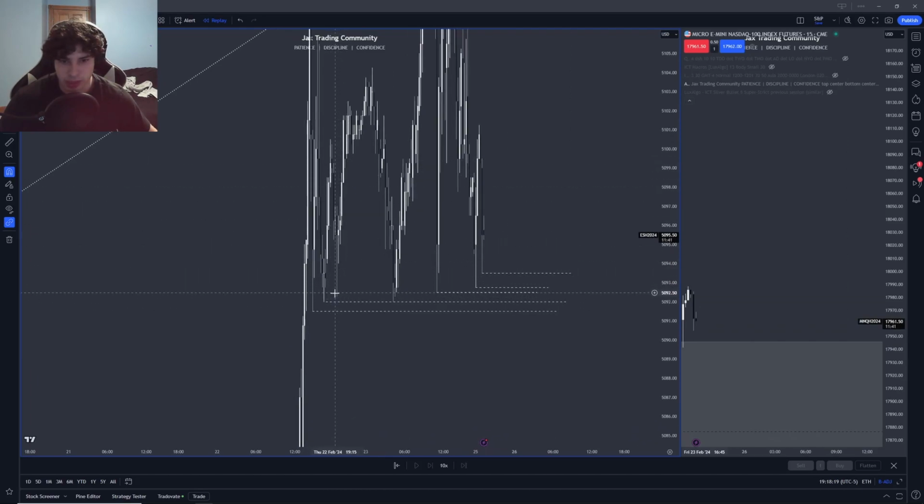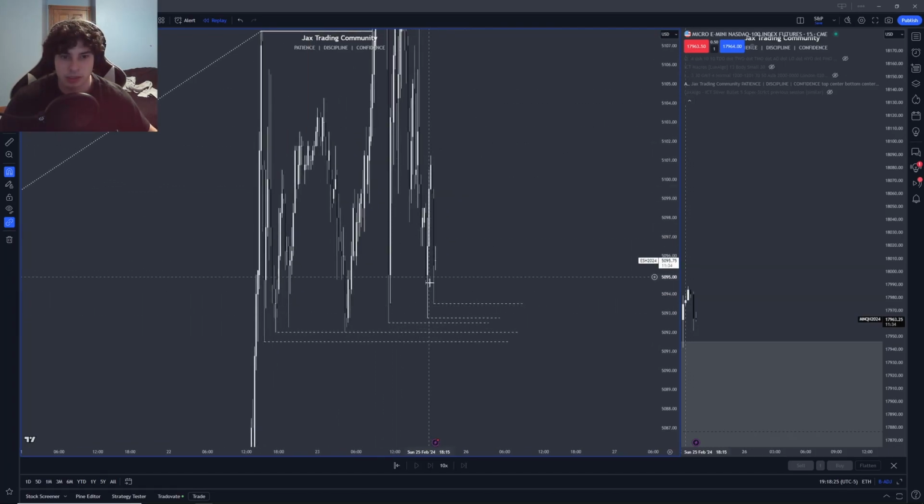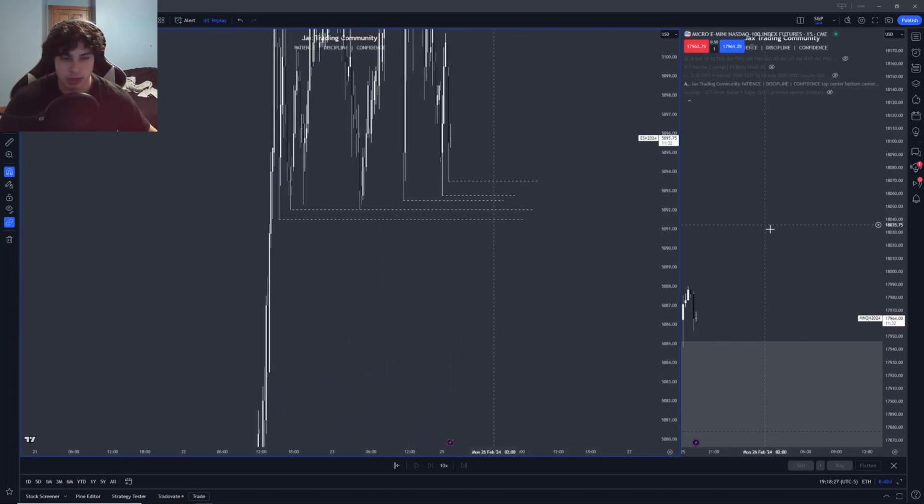Like right here, we head lower, we don't take them out. Right here, we make equal lows, and we don't take them out. Right here, we get really close, and don't take it out. Here, close again, and we still don't take it out.